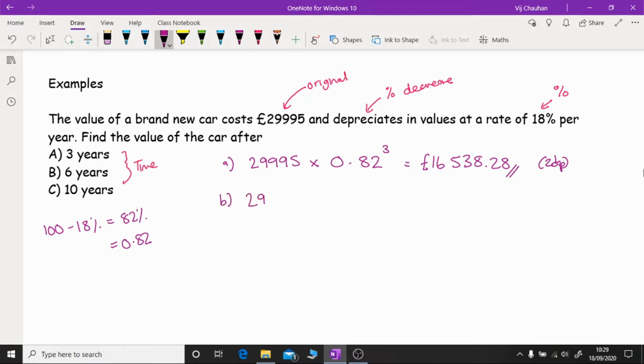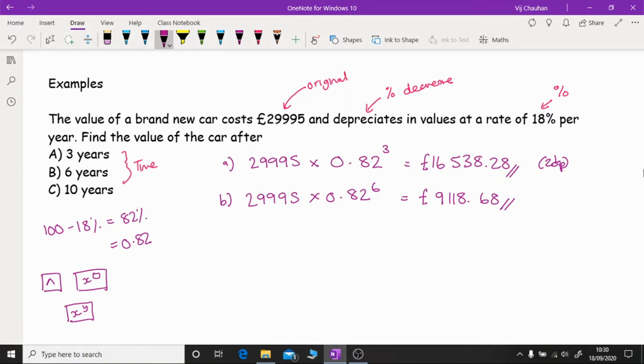Now for B, I'm going to use the exact same layout of the formula, but the only thing that changes in this particular question is the time period, which in this case is 6. So I'm going to type in 29995 times 0.82 to the power of 6, and that gives me a value of £9,118.68. Now again, if you're not sure about how to work out your power button, depending on your calculator, it's either going to have a little arrow, or a button that looks like this, or a button that's got x to the y.